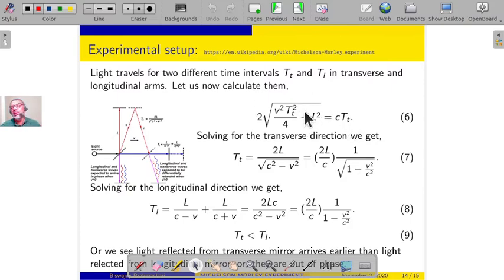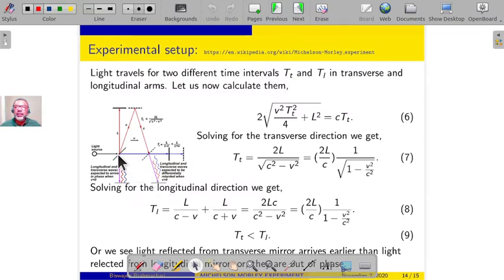This is a quadratic equation in TT, and we can solve for TT. Very easy to solve. So that is TT equal to 2L by C times 1 by root over 1 minus V square by C square. So that is the time TT taken by the light ray to go and come back in the transverse direction.